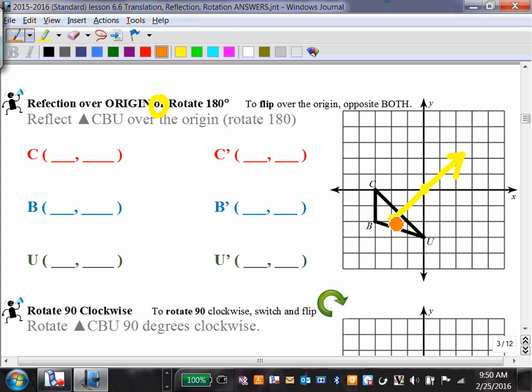Now return to this original dot. Now sweep a 180. Rotating 180 is the exact same thing. So ready? Let's get our originals here.